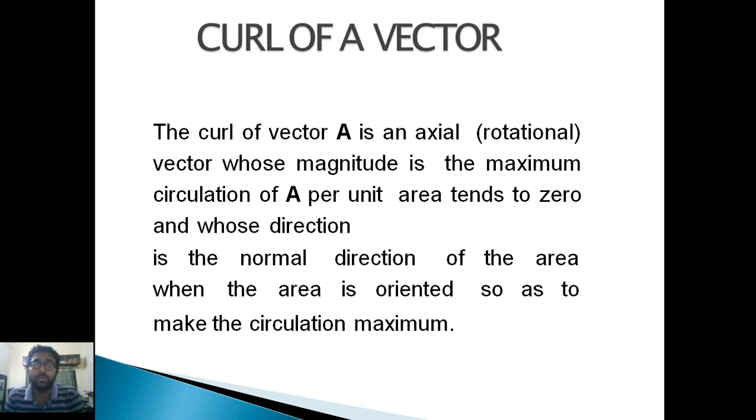So the first topic that we are going to discuss is the curl of a vector. Now what is the curl of a vector? The curl of a vector A is an axial or rotational vector whose magnitude is the maximum circulation of A per unit area as the area tends to 0, and whose direction is the normal direction of the area when the area is oriented so as to make the circulation maximum. So this is the basic physical definition of the curl of a vector.